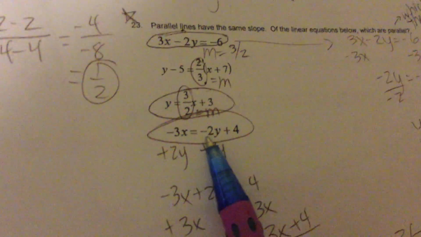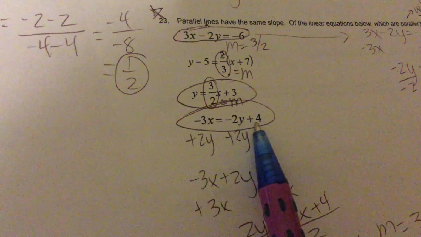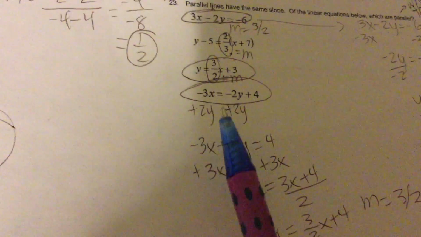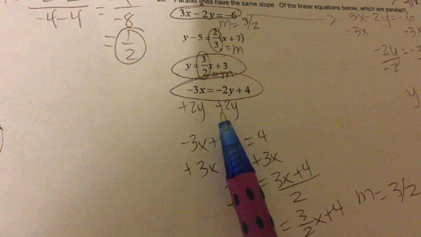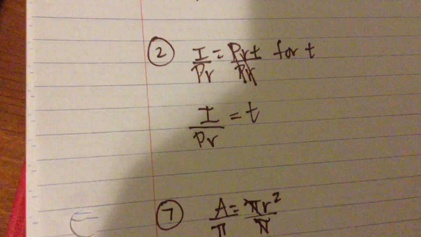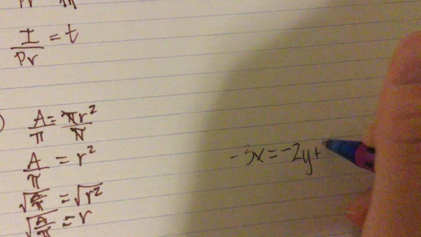Now for the last one. This last equation is not in any form. So I made a choice to put it in slope-intercept form, and I'm going to solve for y. I'm going to do that work over here so that you can see it written out. So it would be -3x equals -2y plus 4.